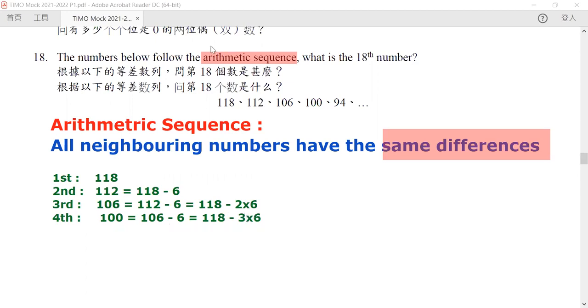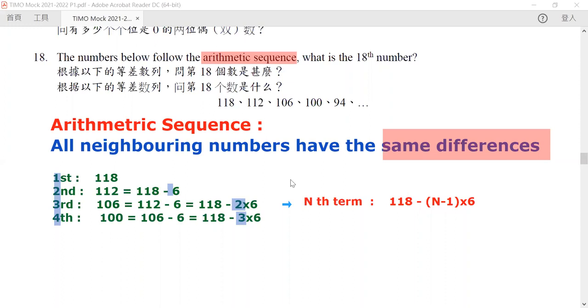Now, in general, you can see in here that for the numbers 1 to 4, they subtract 0 times 6, 1 times 6, 2 times 6, and 3 times 6 respectively, right? So in general, they will follow this pattern. The nth term will be 118 minus n minus 1 times 6. So this is the general term, the nth term.